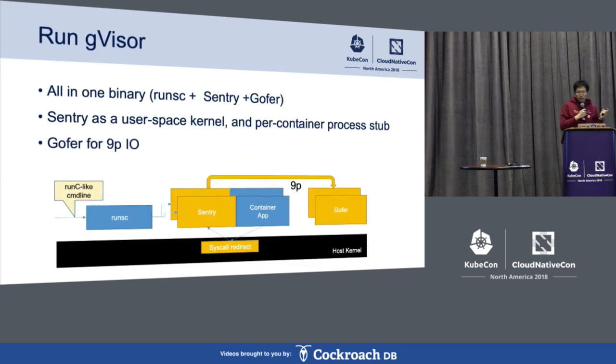From the architecture view, gVisor is pretty easy. It's an all-in-one binary. When you have built it, you have only one runsc, and you launch it, and it will run in different processes. But one all-in-one binary looks pretty easy to use. And they have a Sentry as a user space kernel here. There is another process for the file system I/O, and I think you all know this a bit.